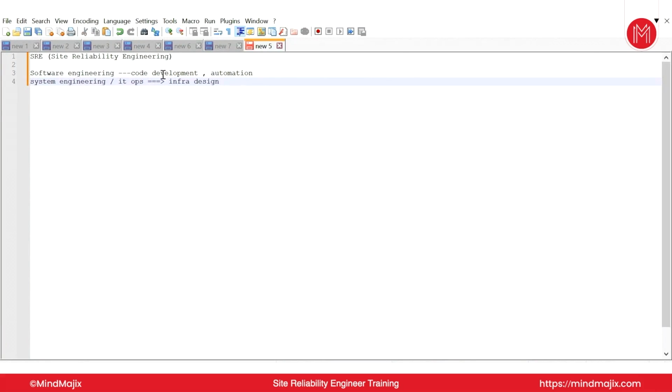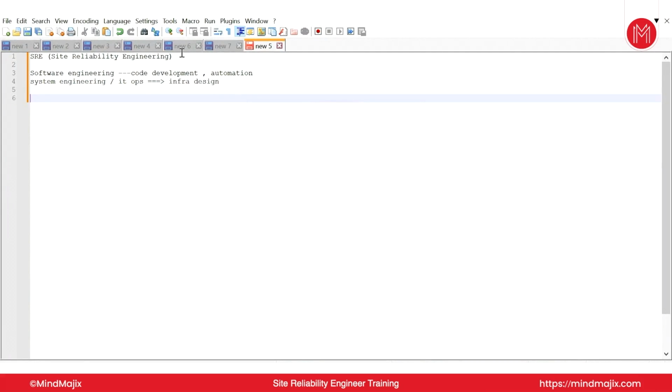So what is SRE here? SRE is a discipline that combines both the software engineering and the system engineering work. What we are ensuring is highly reliable systems. We want to create highly scalable and reliable systems. Let us say we have Amazon.